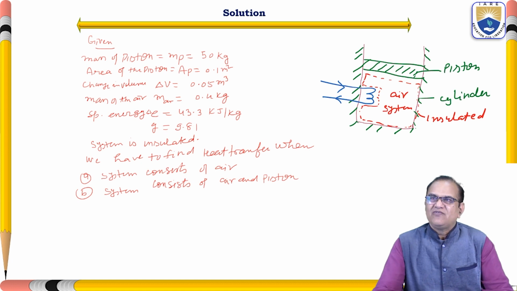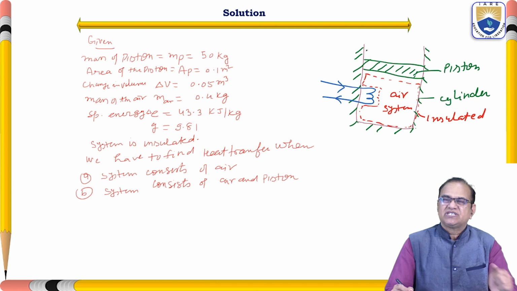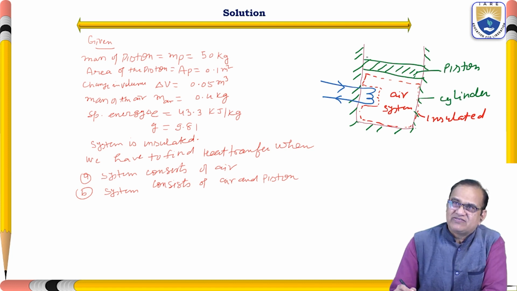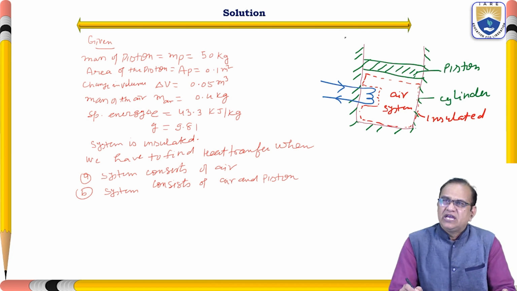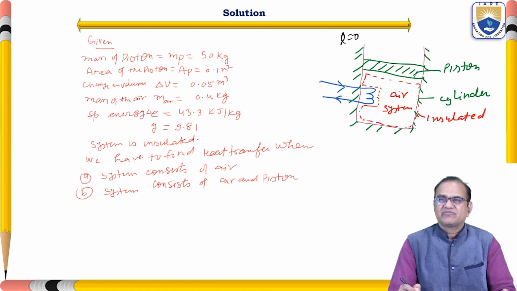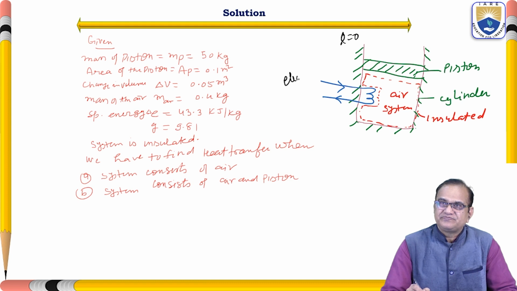So here we can see the sketch, and I have shown that this is the cylinder and the cylinder has this hatch. This hatch indicates that Q is equal to 0, that heat transfer is 0. This is the electrical source and this is the coil, and this is heating the system.